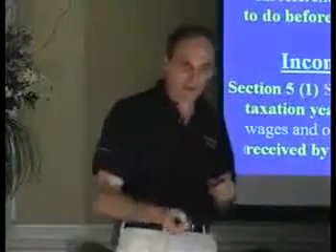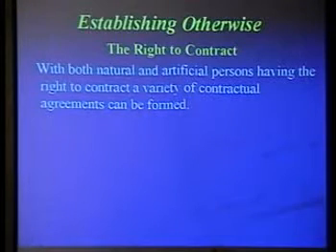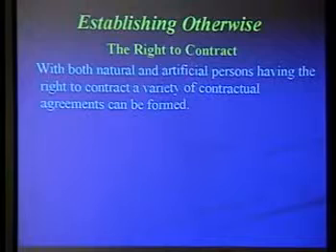And that's where your right to free will comes in. That's what we need to look at, is how can you establish otherwise? And that's where you, by understanding your right to contract, your free will, you take back control. It is very easy to establish otherwise. Okay, the right to contract, which is really another way of saying your free will, with both natural and artificial persons having the right to contract, and a variety of contractual agreements can be formed.